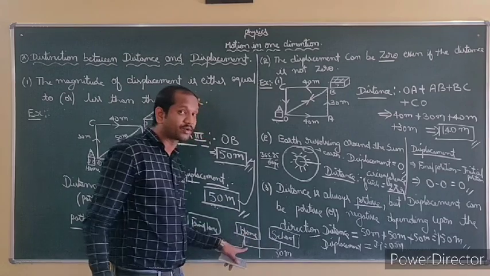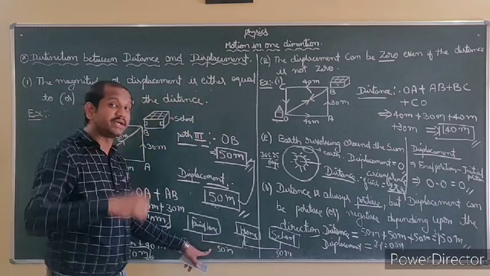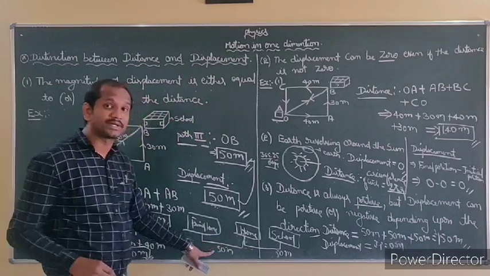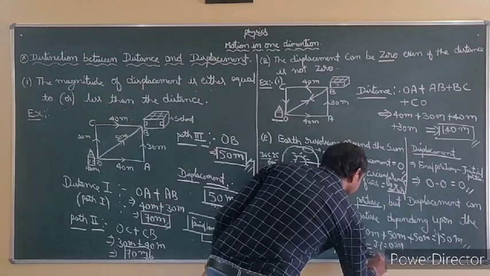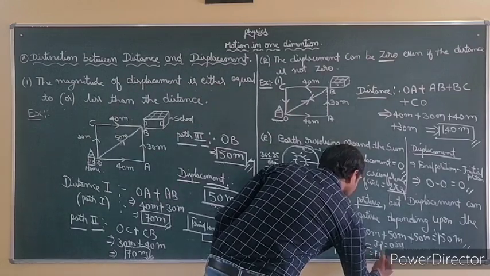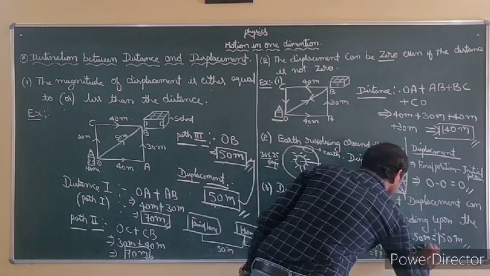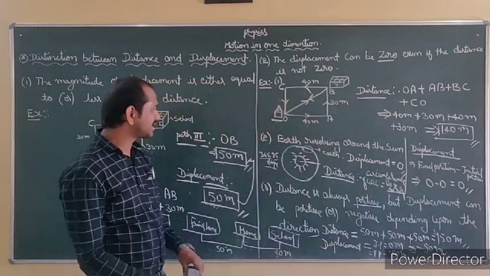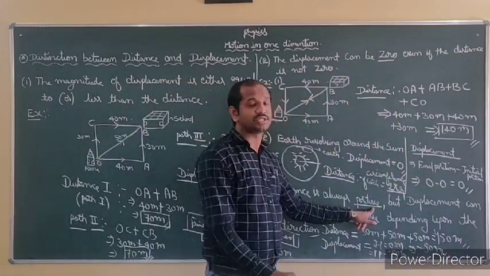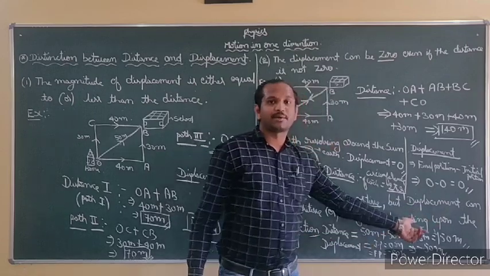But you didn't stop at your home. Suppose you suddenly went to your friend's home. Therefore the displacement is how much now? Final position was how much? Minus 50 meters. Therefore the displacement is minus 50 meters. So by this example we can understand that distance is always positive, but displacement can be positive or negative depending upon the situation.